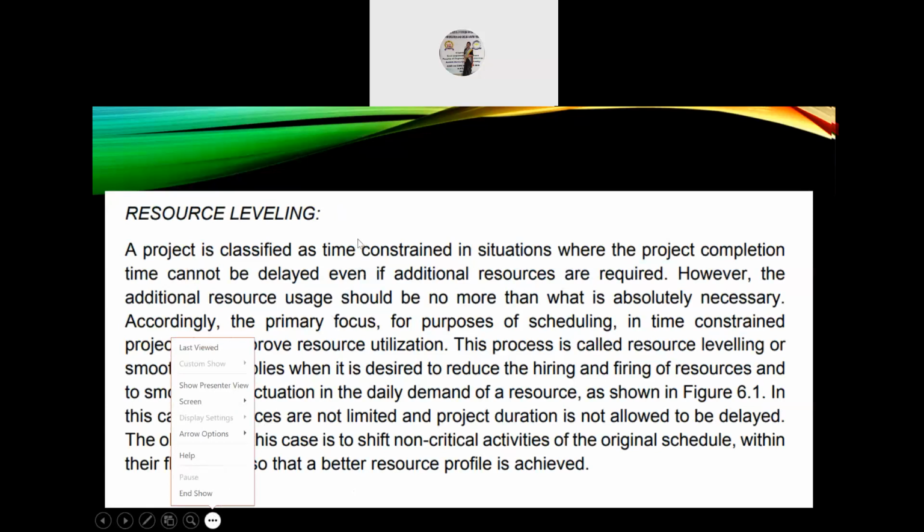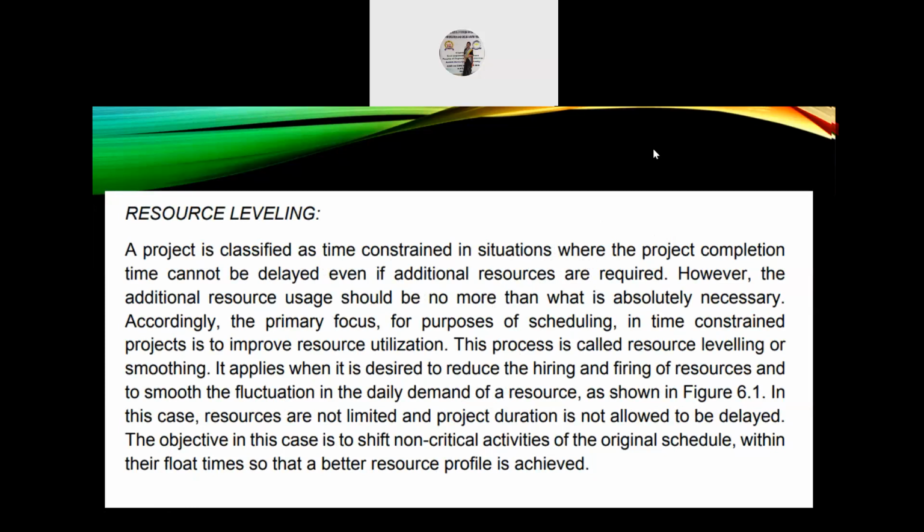Next one, resource leveling. A project is classified as time constrained in situations where the project completion time cannot be delayed even if additional resources are required. However, the additional resource usage should not be more than what is absolutely necessary. So accordingly, the primary focus for purposes of scheduling or planning in time-constrained projects is to improve resource utilization, that is, how the resources are used. This process is called resource leveling or smoothing.